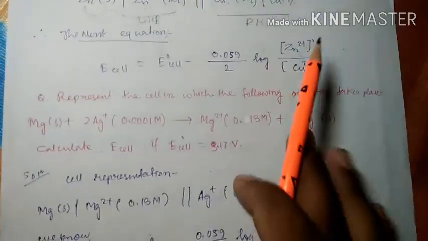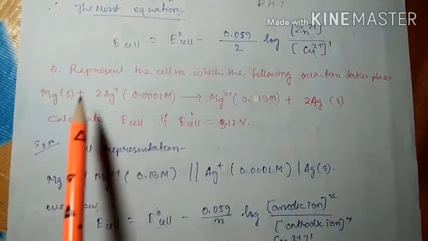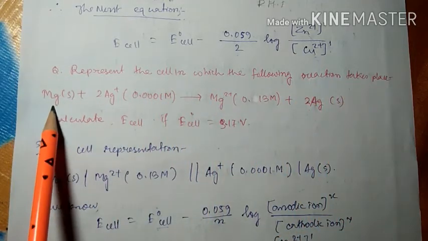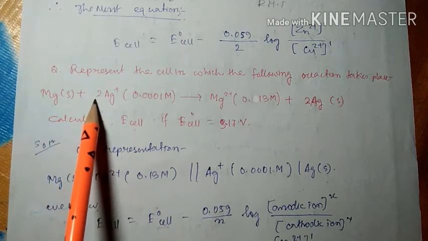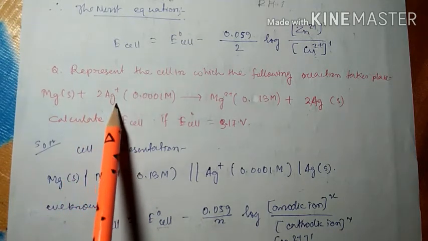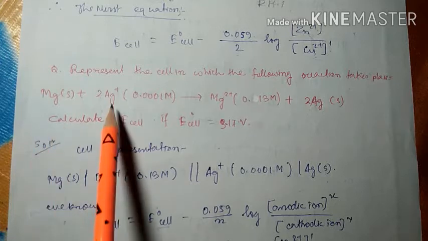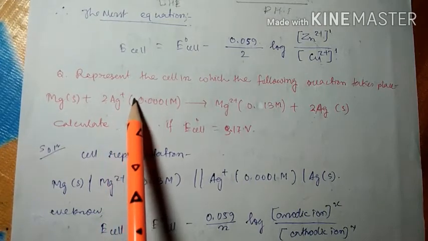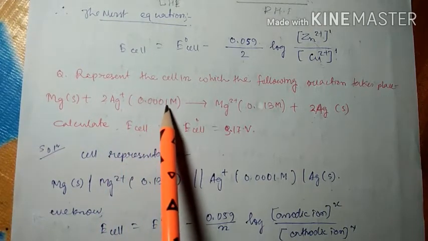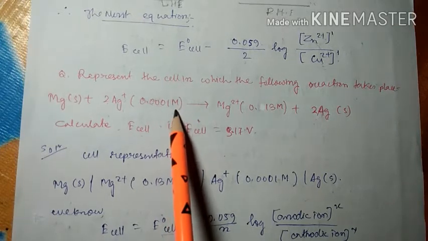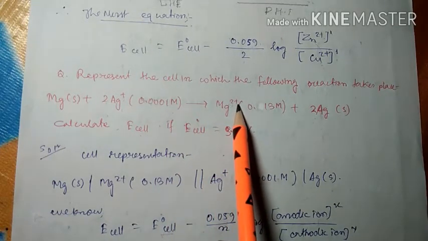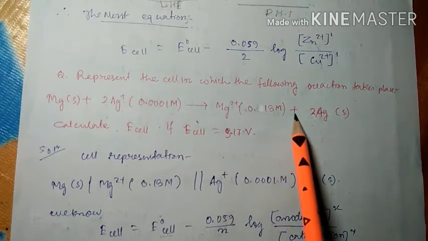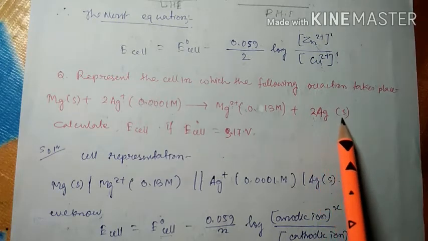Okay, now let us take a numerical. Suppose a reaction is given. Represent the cell in which the following reaction takes place. Magnesium solid reacts with 2 moles of silver ion, which has a concentration of 0.0001 molar, and goes to magnesium 2 positive ion having a concentration of 0.13 molar plus 2 moles of silver solid.